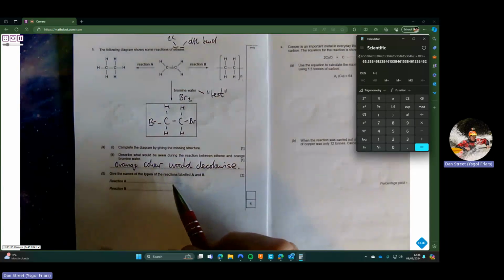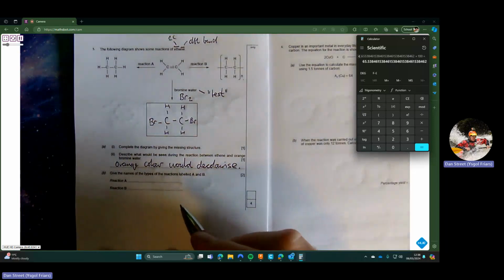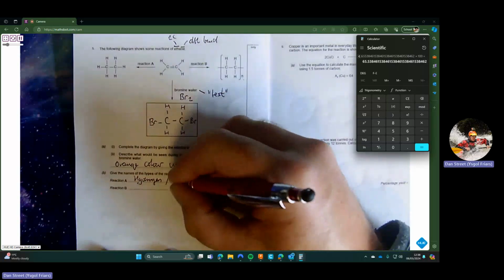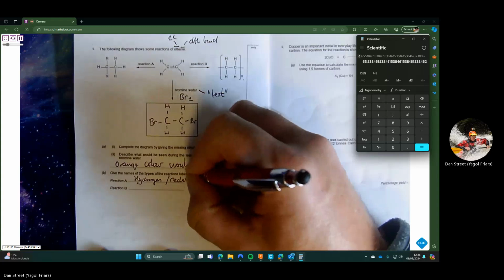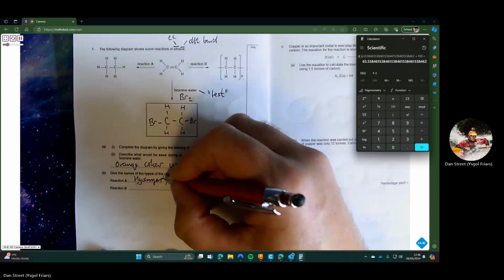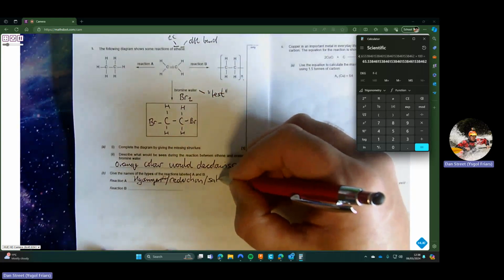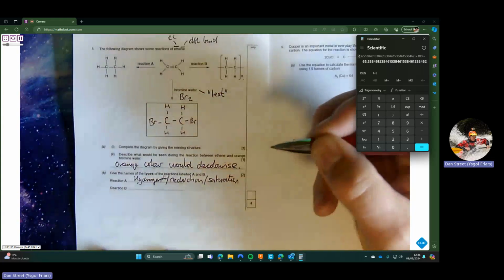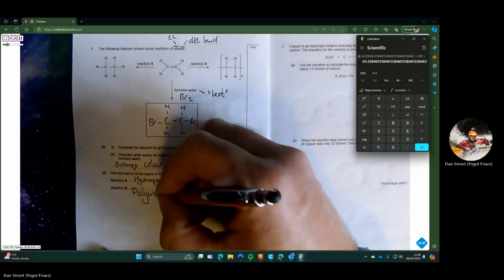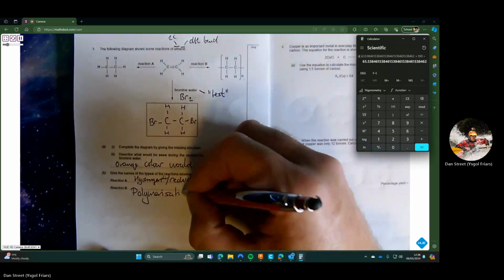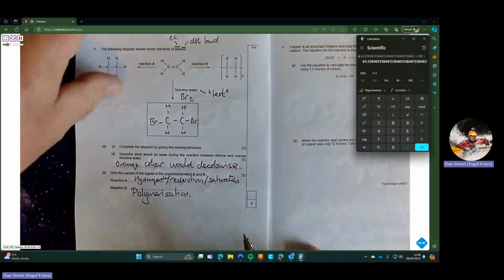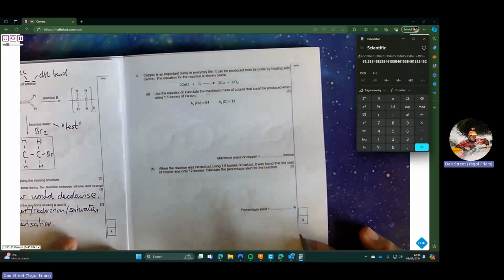And then give the name of the types of reaction in A and B. Okay, so A is hydrogenation or reduction. Okay, we can call it reduction. Hydrogenation. We even call it saturation. It's many names because you're saturating the double bond. And then B is polymerization. So you need to be able to recognize that format there with the square brackets and the bonds extending either side of the square brackets.